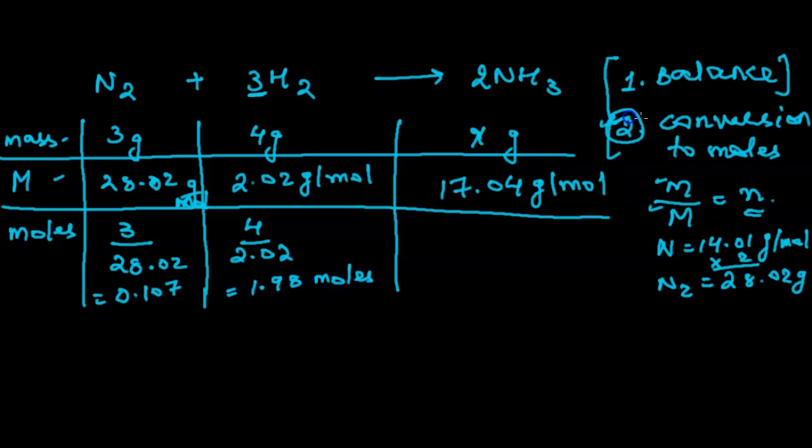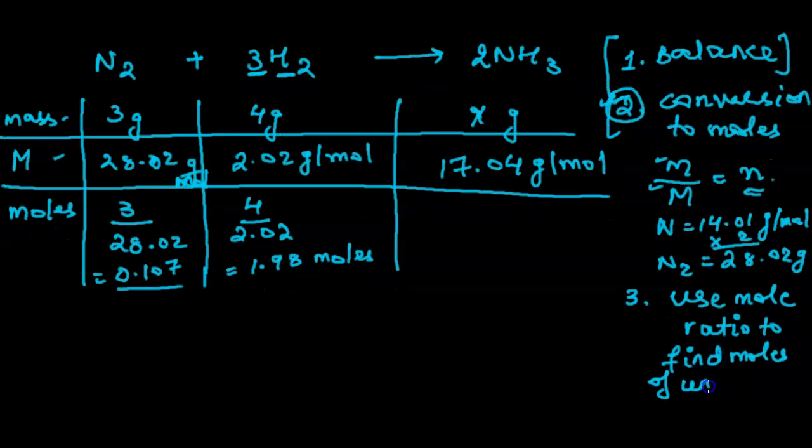So we're done with the second step, that is converting the given quantities to moles, and we've already converted the given quantities, that is 3 gram nitrogen to 0.107 moles, and 4 grams hydrogen has been converted to 1.98 moles. We'll move on to step 3, and step 3 says that we have to use mole ratio to find the moles of the unknown compound, and our unknown compound is ammonia. So we want to find out the moles of ammonia.